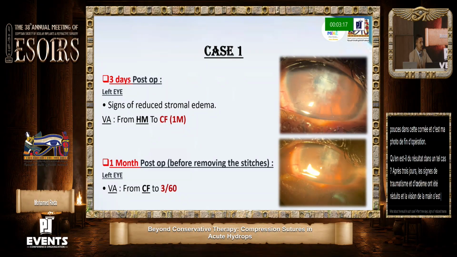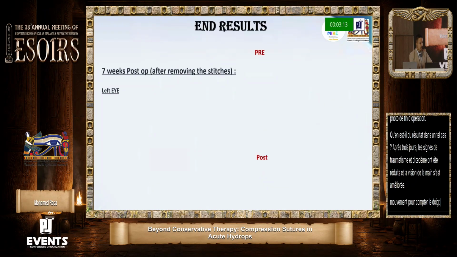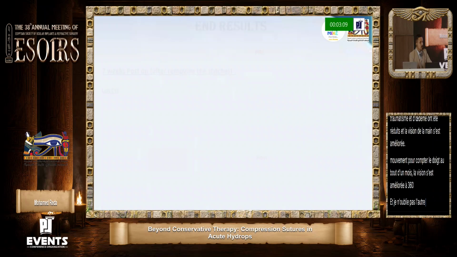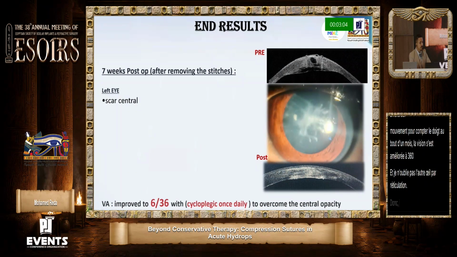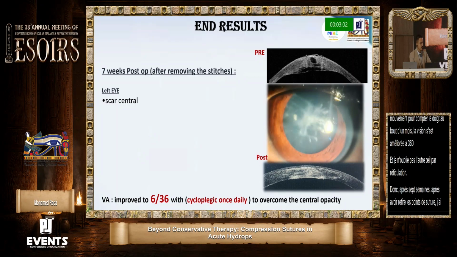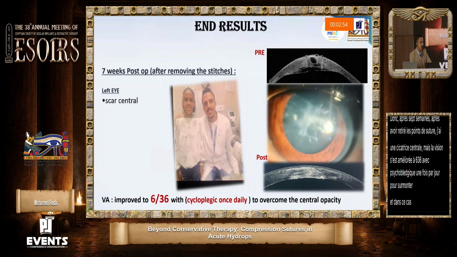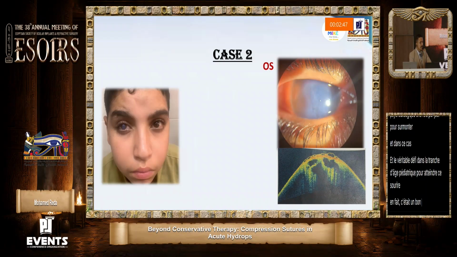After 1 month, the vision improved to 3/60. And I don't forget the other eye, by cross-linking. After 7 weeks, after removing the stitches, I have a central scar, but the vision improved to 6/36 with cycloplegic once daily to overcome the corneal opacity, and we didn't need keratoplasty in such a case. And the real challenge in the pediatric age group, to reach this smile, was actually a good journey for this child. What about my second case?